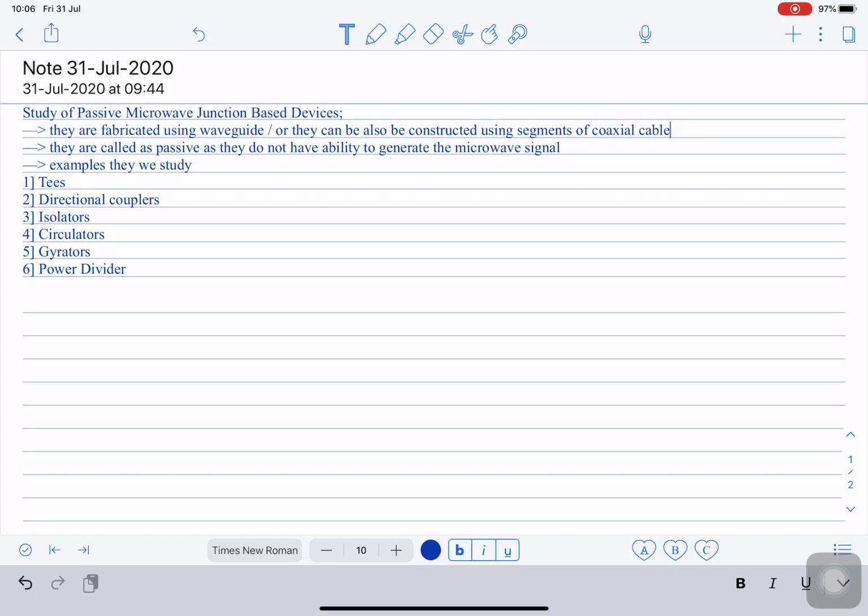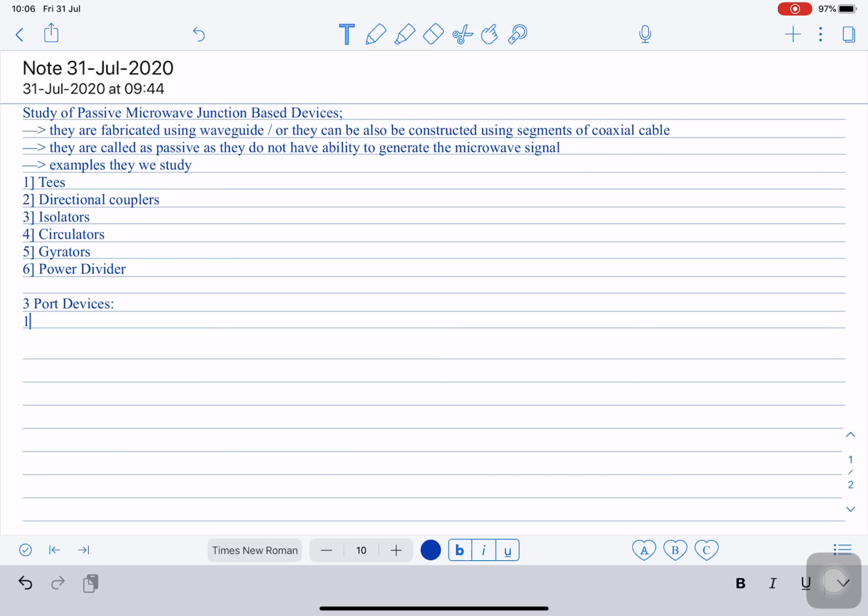Okay, so a common example of 3-port junctions are the E plane T and the H plane T. So here I will start writing. 3-port devices normally: number 1, we are going to say that is the E plane T, and second is the H plane T. One by one we are going to see these different types of 3-port junction based passive devices.